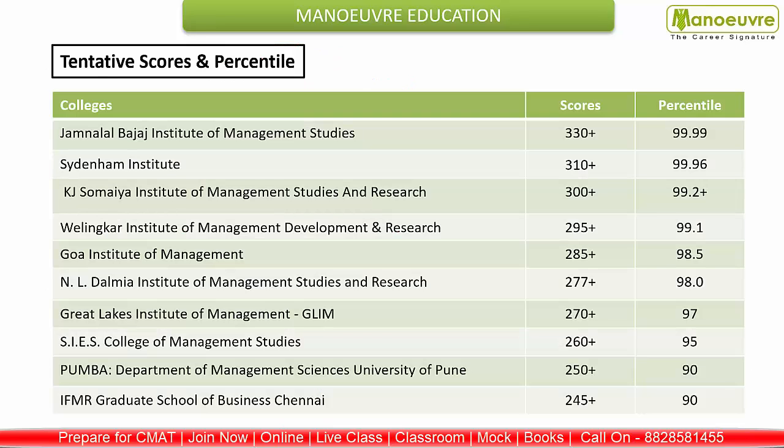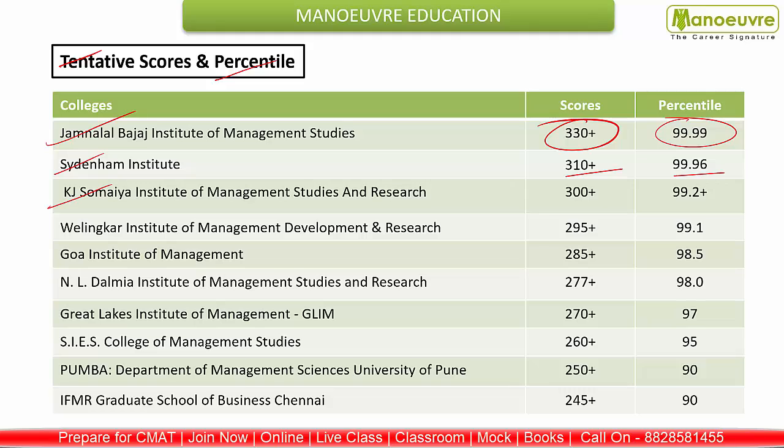So here is the list, all the tentative scores and the percentile with respect to each particular college. So the very first one is JBIMS, that is Jamnalal Bajaj Institute of Management Studies, one of the top business schools in India. So what should be your percentile? It should be 99.99. That means you have to score 330 plus marks there. For Sydenham Institute, you have to score 310 and the percentile is 99.96.